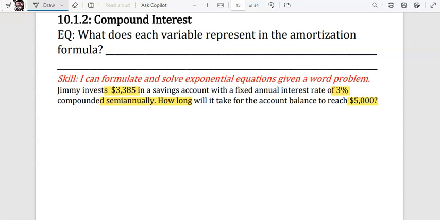We'll use the amortization formula. A equals P times (1 plus R over N) to the NT power, where A is the current amount, P is the initial amount, R is the rate, N is the number of times it's compounded per year, and T is the number of years. We will identify all but one of these.